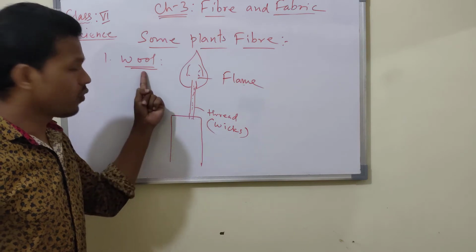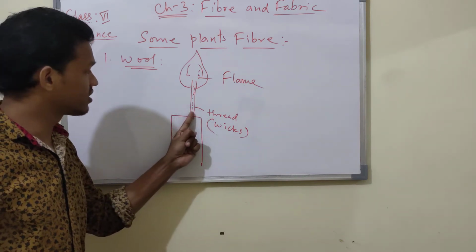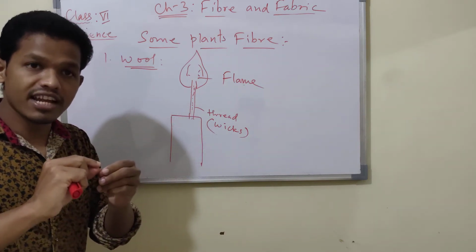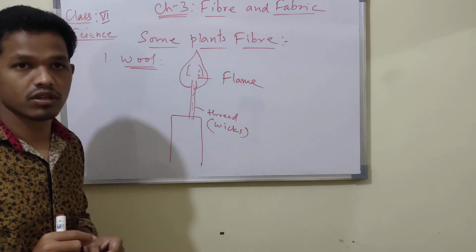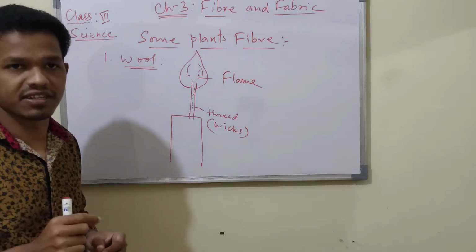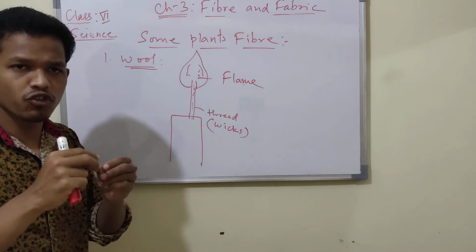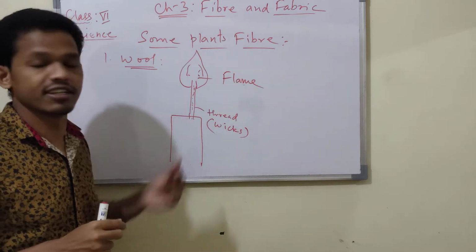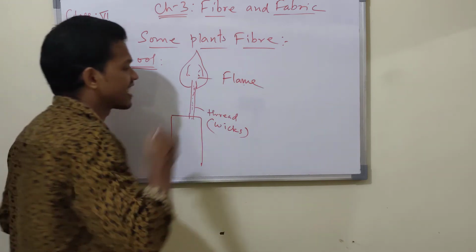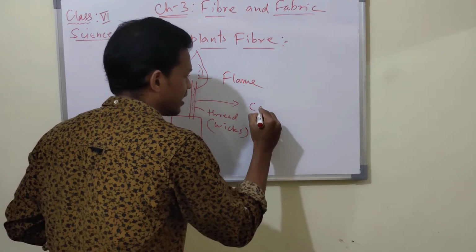This thread is made up of woolen material because inside it you will find pores, some gaps are present. If you see closely, very thin pores are created inside. What happened? Due to capillary action. You don't understand capillary?